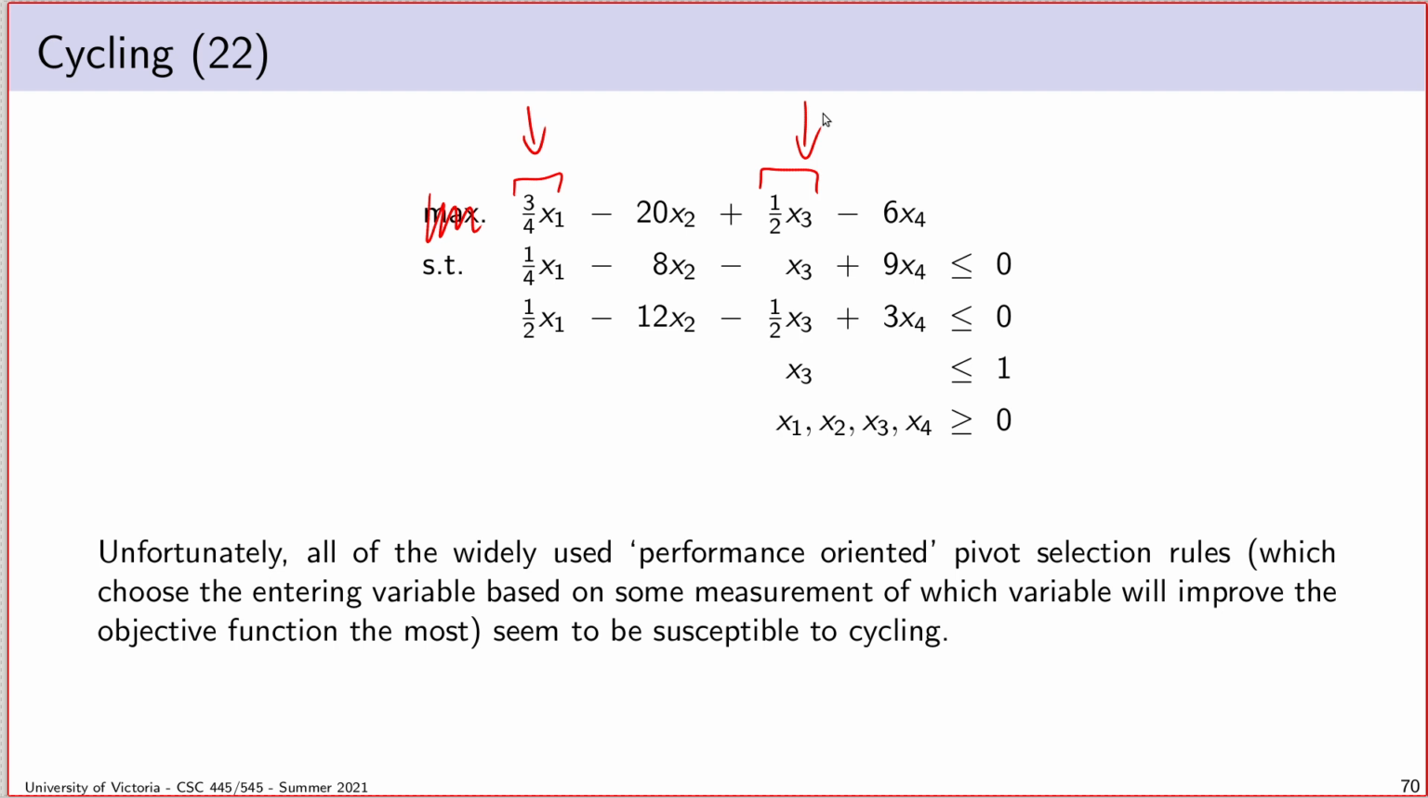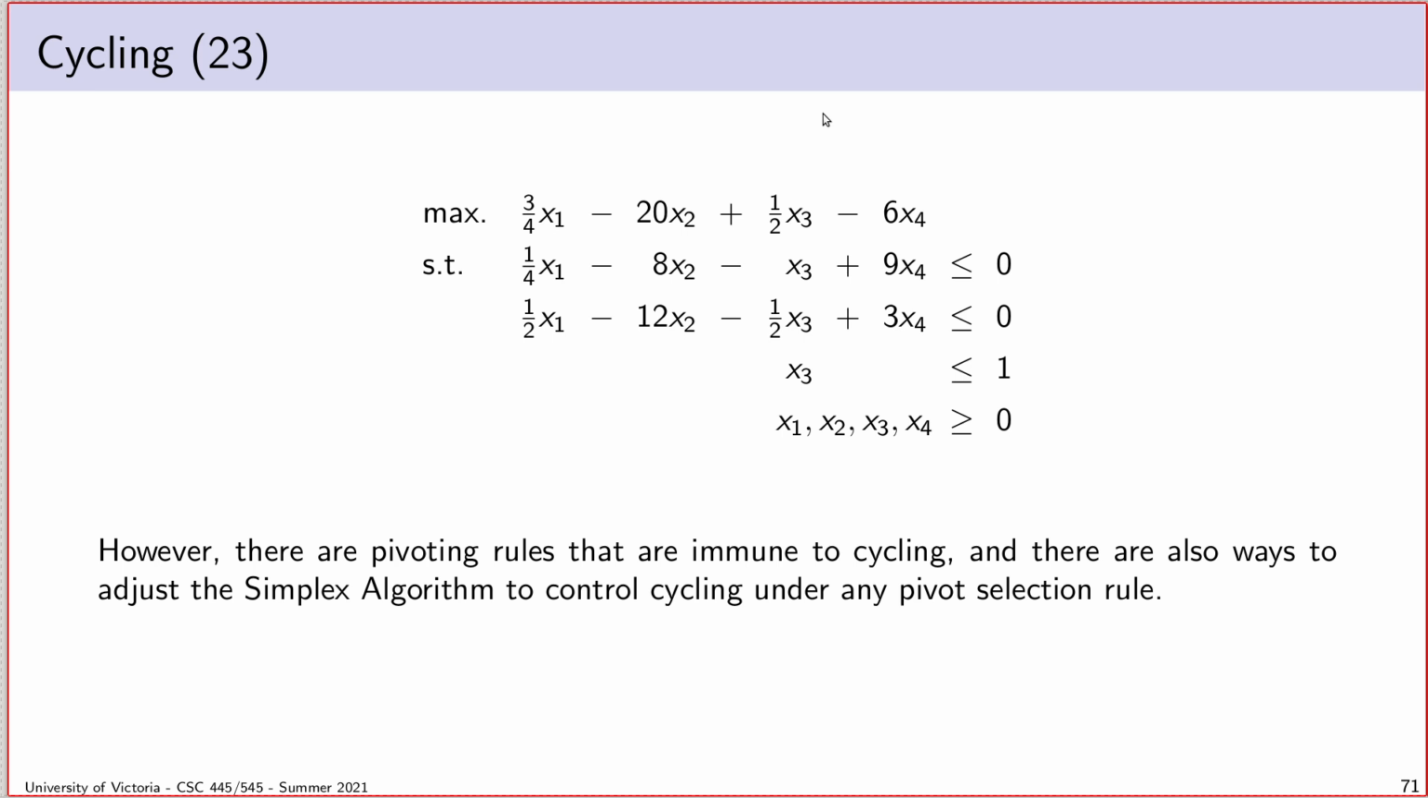There are other rules that are more nuanced than that, but they're also performance-oriented. They choose their entering variable based on some measurement of how much it increases the objective function. All of the performance-oriented rules that are actually used seem to be susceptible to cycling. There are LPs we can construct that produce cycling with those pivot rules. There are pivot rules that prevent cycling, but they're not performance-oriented. So under those rules, they may not cycle, but the method might take a much longer path to the optimal solution. A huge number of extra pivots might be needed because they don't choose the entering variable based on what will actually increase the objective function the most. And we'll talk about one of those rules in the next lecture.